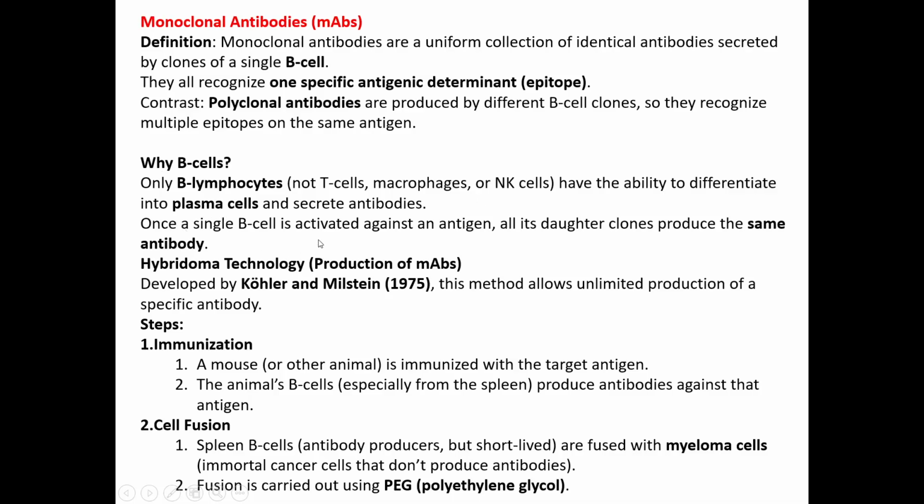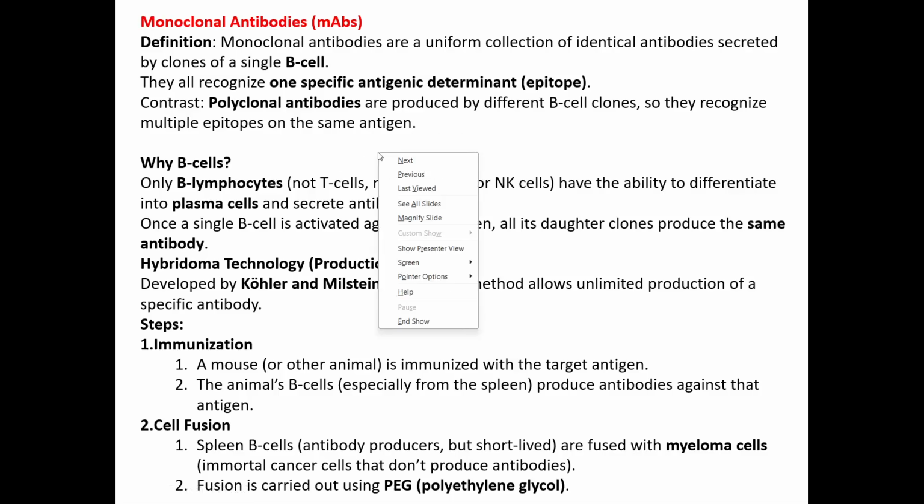Once a single B cell is activated against an antigen, all its daughter clones produce the same antibody. As I said, because this one single B cell has identified one epitope, if you make a clone of it, it will be exactly the same as this cell. So all the clones will also be producing the same antibody to that particular epitope.